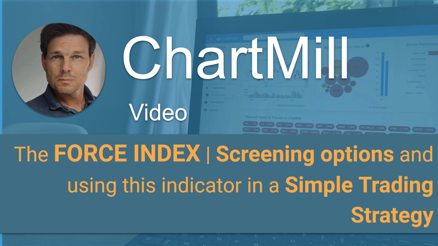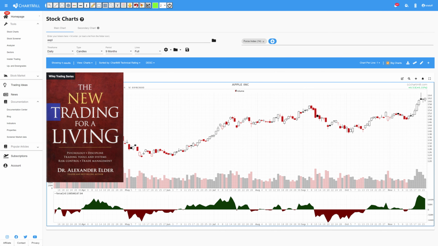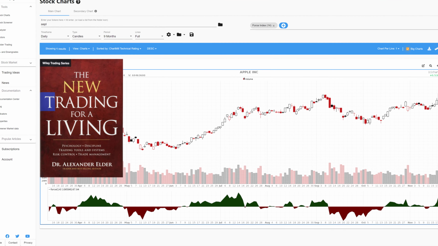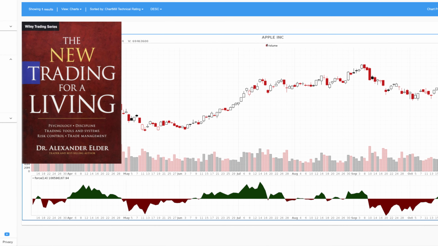In this video I'll show the screening possibilities regarding the Force Index indicator in ChartMill and the trading strategy whereby this indicator is used both as a trend indicator but also as a buy or sell signal. Now the Force Index, which is developed by Alexander Elder, uses price change in combination with volume to identify the strength of a price movement.